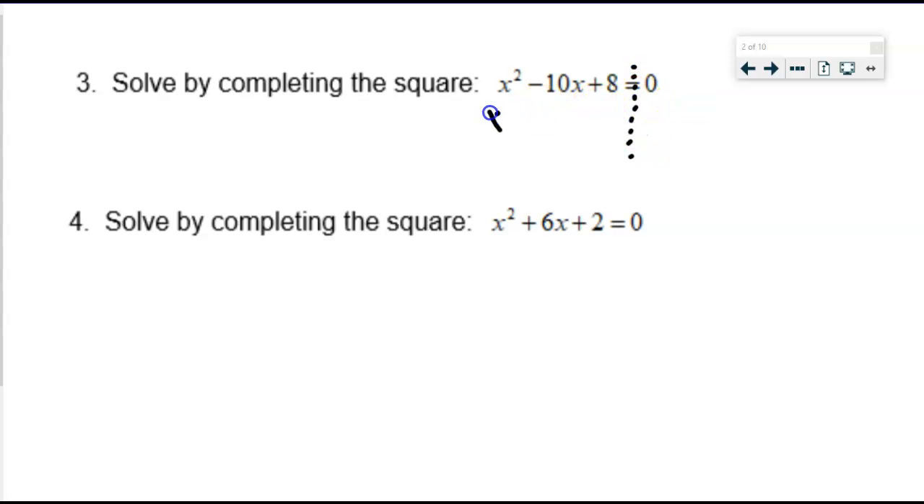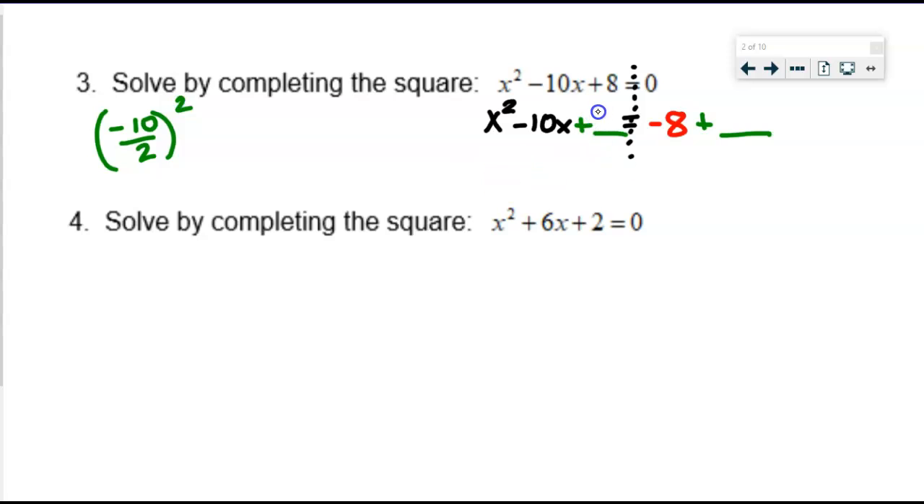So the first thing we're going to do is we're going to rewrite it by moving the 8 over, and while we're at it, we're going to leave a blank. So the 8 is being moved over because we're going to subtract the 8. And then because we're on opposite sides of the equation, you're going to add a blank to both sides of the equation. So speaking of the blank, you find that by taking negative 10, cutting it in half, and then squaring it. So that would be a plus 25 on both of our blanks.